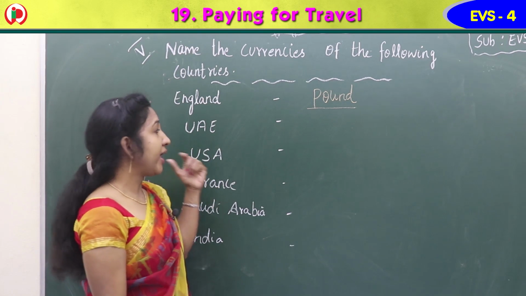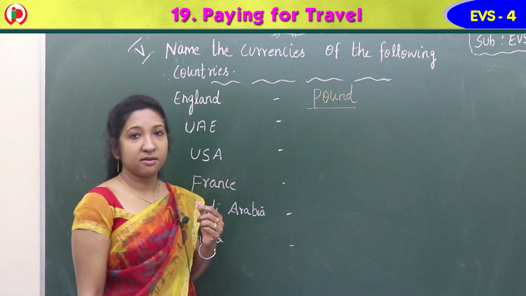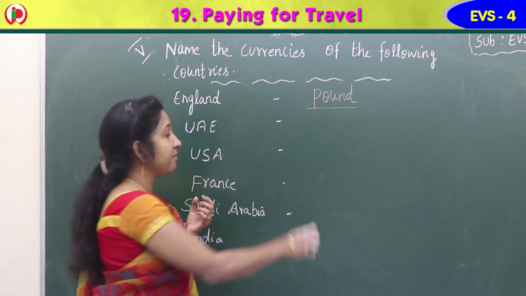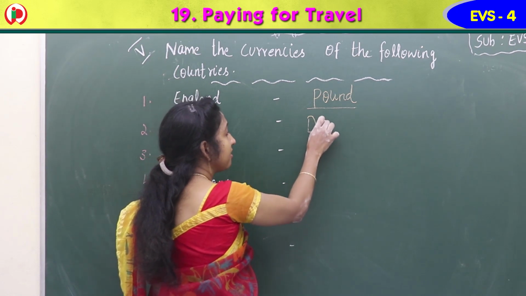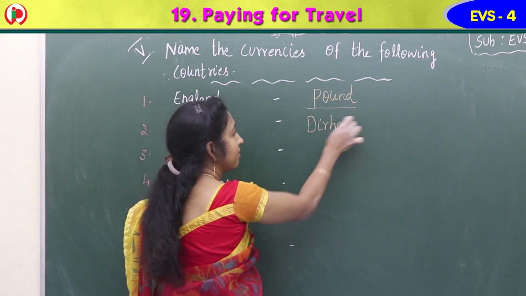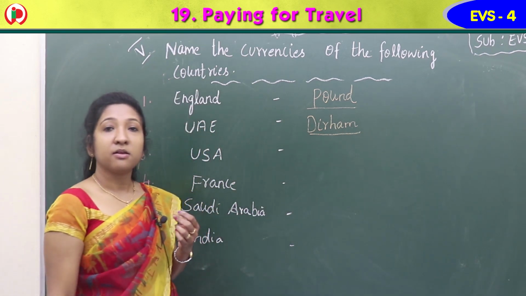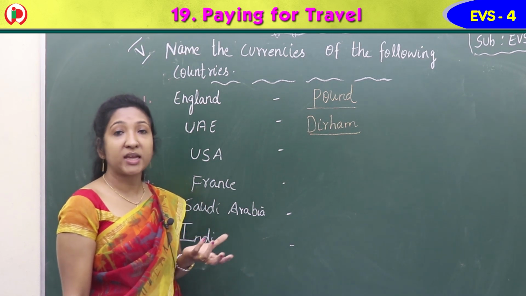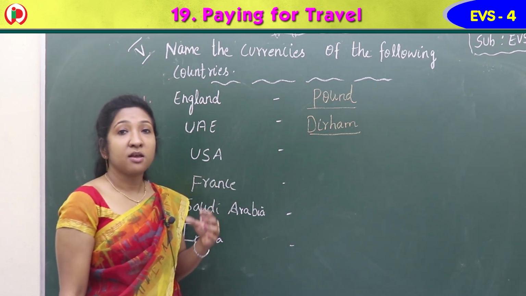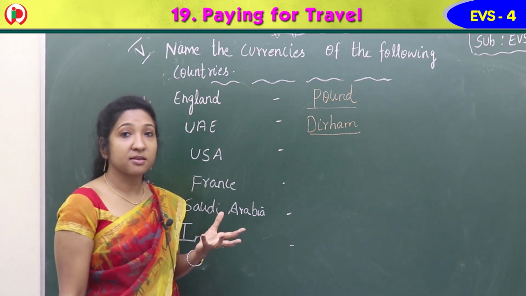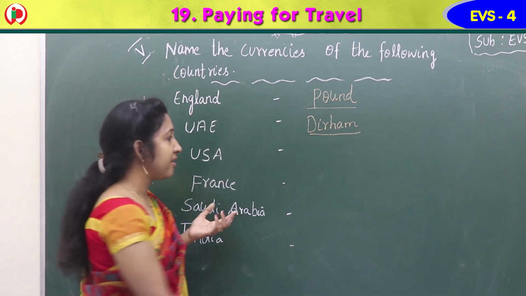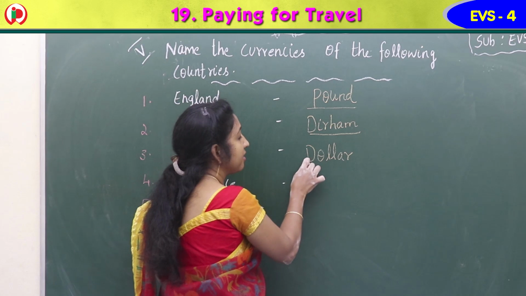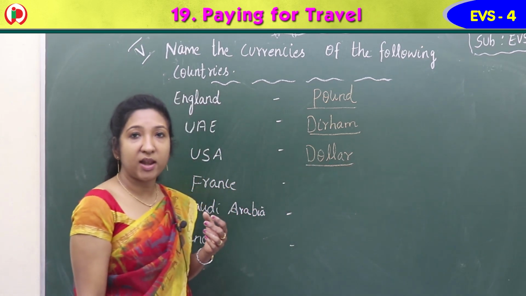Yes. UAE. Yes, they use the currency dirham, D-I-R-H-A-M, dirham. Now third is USA. Which currency they use? United States of America. USA is dollar. USA dollar. We say USA dollar. D-O-L-L-A-R, dollar. The currency that USA use is dollar.